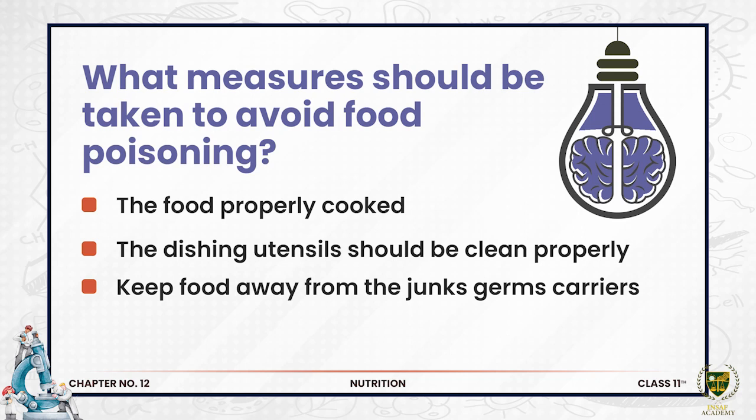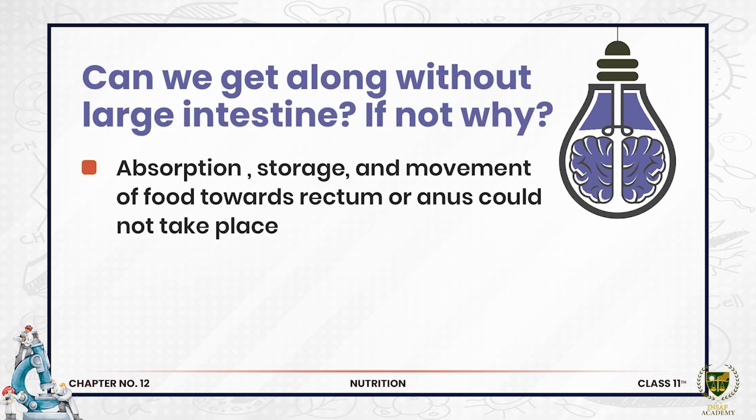Question number 3, what measures should be taken to avoid food poisoning? So what should be done to avoid food poisoning, dear students? Number 1, the food should be properly cooked. Number 2, dishing utensils should be cleaned properly. And number 3, keep food away from the germ carriers and try not to buy canned meat especially.